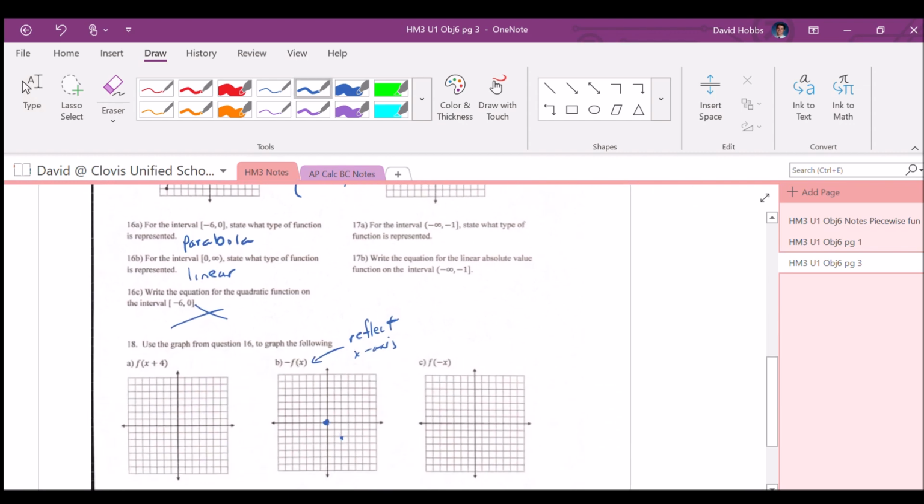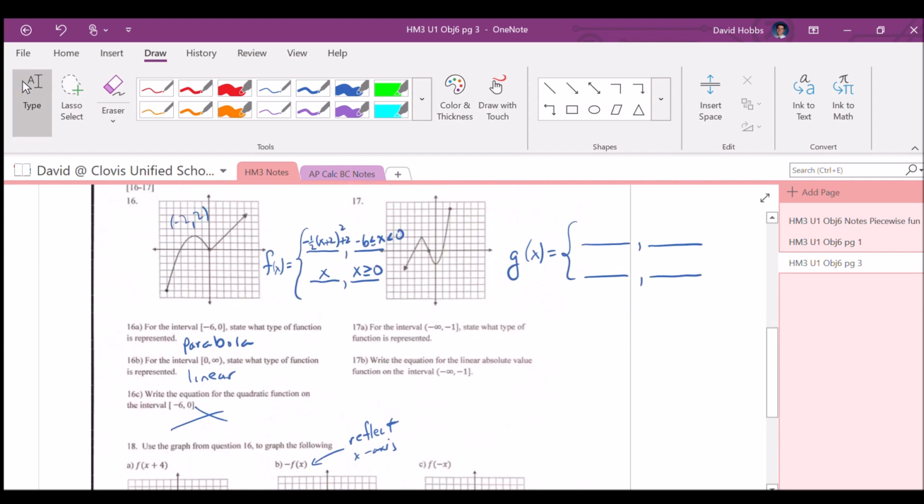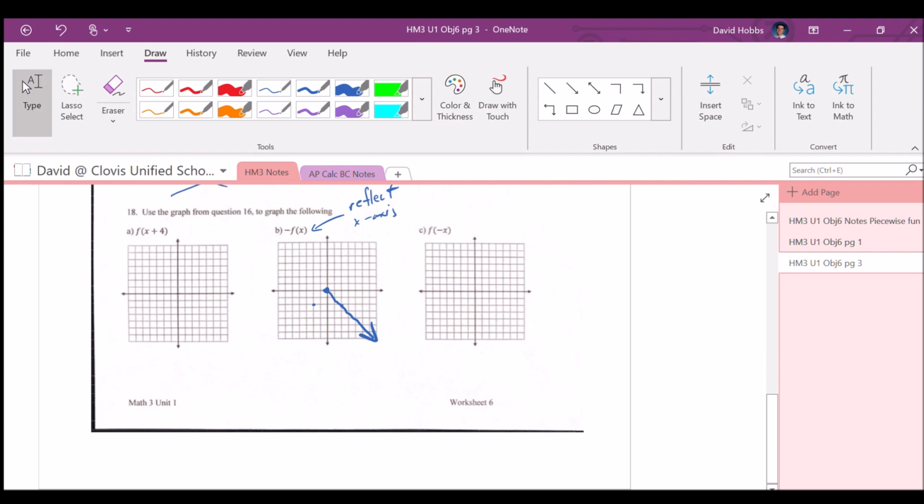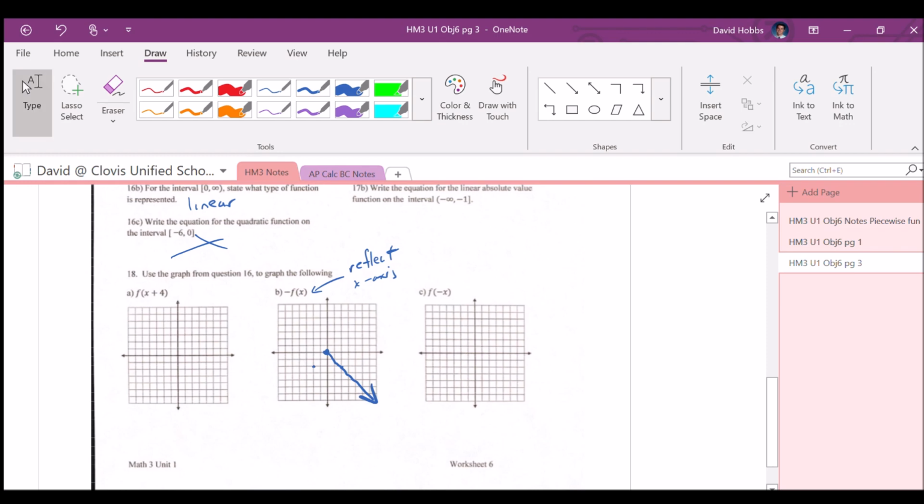I pick out some other points, doing something like this, and let's see, negative 6, 2, 4, 2, 4, 6. And there's the opposite of f of x.